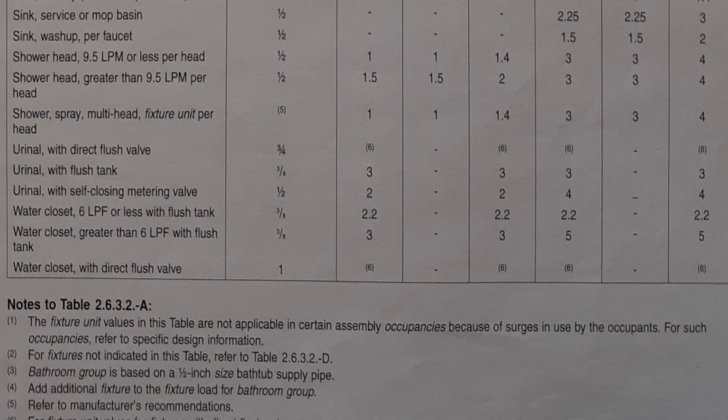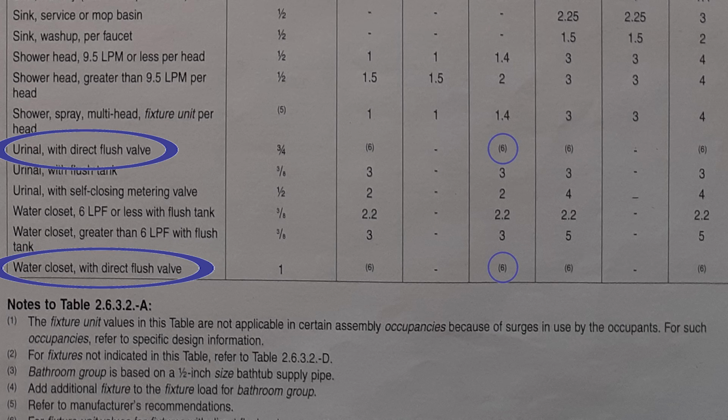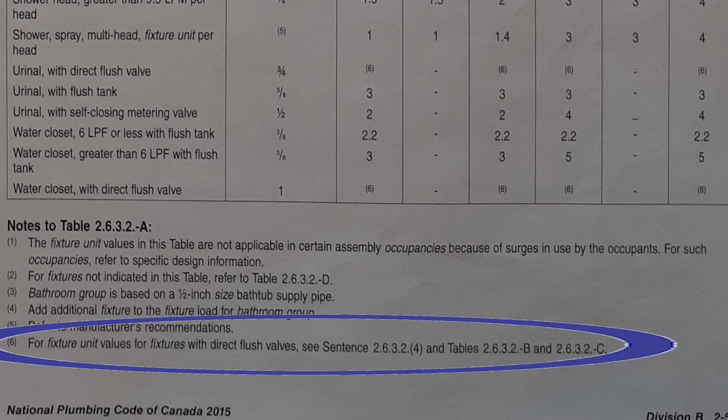The last two fixtures we want to talk about are urinal with direct flush valve and water closet with direct flush valve. You're going to see they don't give you any fixture units for that, but they give you a little footnote number 6. If you read that, the footnote will direct you to 2 other tables. Let's look at those tables.